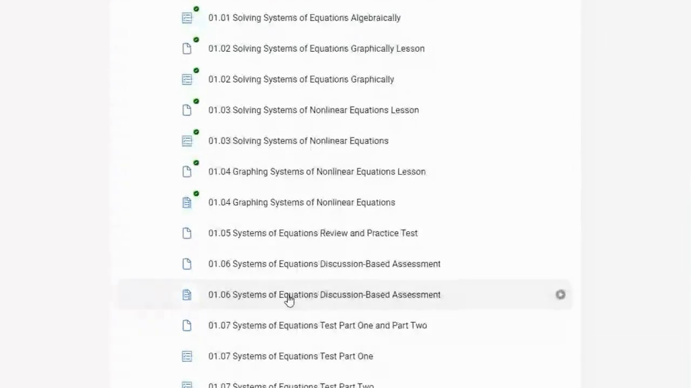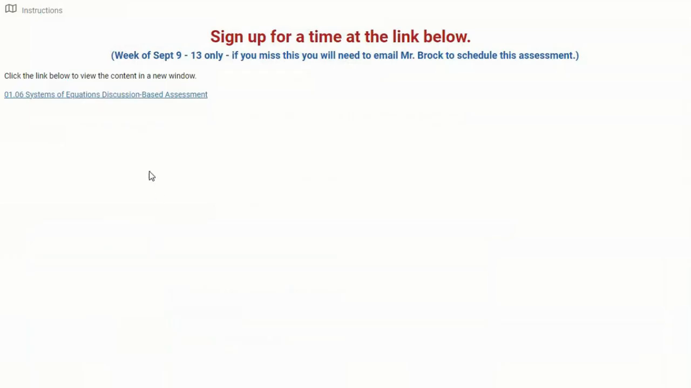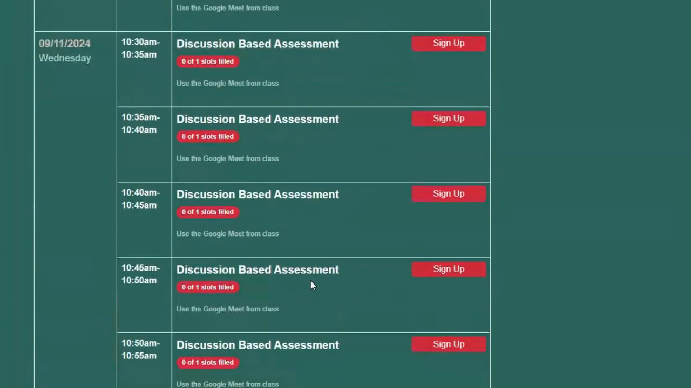So it is right here in Buzz. Let me pull it up again because I want to make sure everybody sees it. Where it has the discussion-based assessment right there, and it's got the little icon showing that's the assignment. That's where the sign-up is. If you go there, it's right there. It says sign up for a time at the link below. Click right there on that link, and that will take you to the sign up page. So that link right there in Buzz on the systems equation assessment takes you to the link right here.